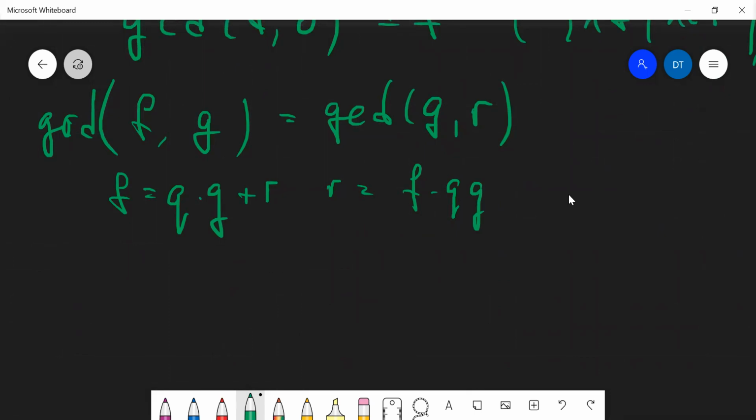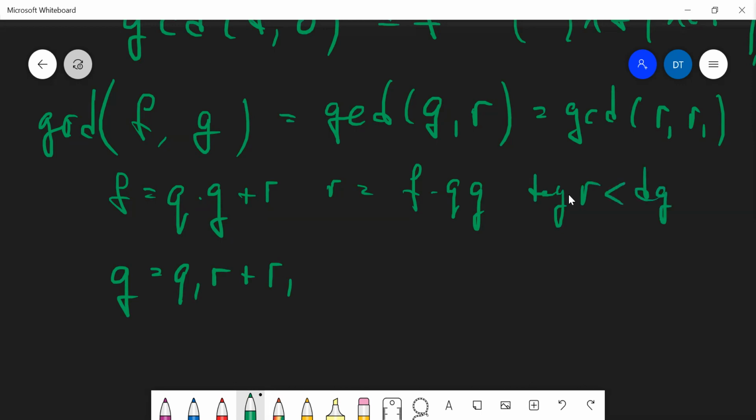Now I can repeat the process. I can divide g with remainder and replace this by the next pair, and so on. Now, what happens during this process? By the definition, the degree of the remainder r is strictly smaller than the degree of g.